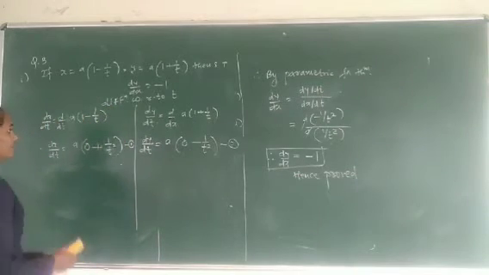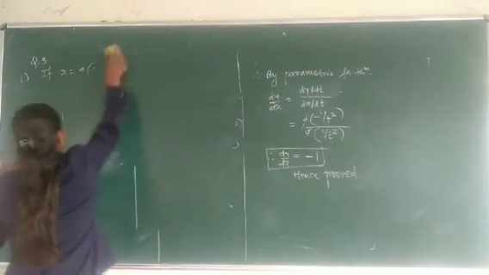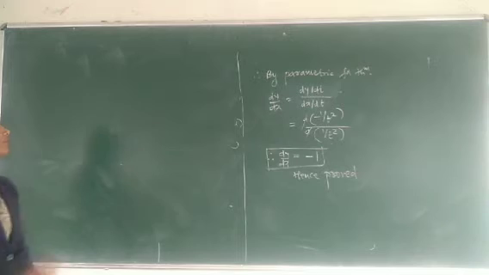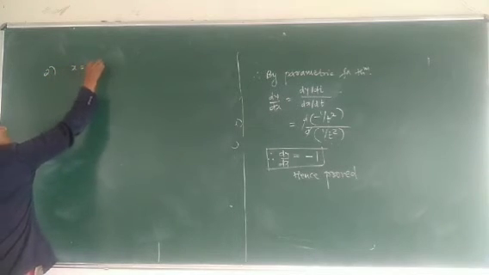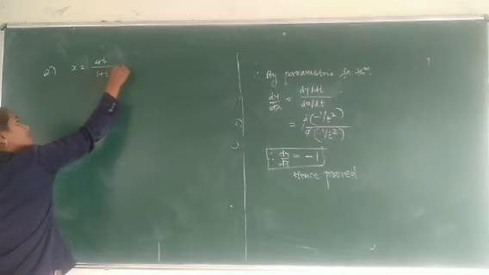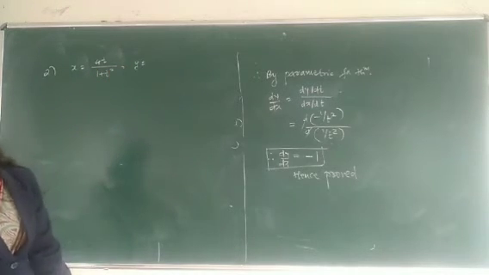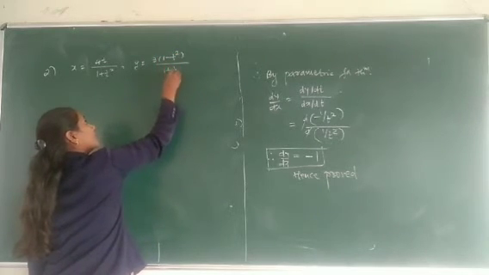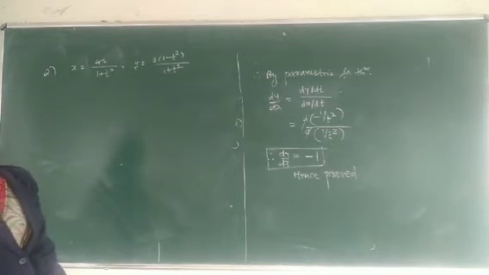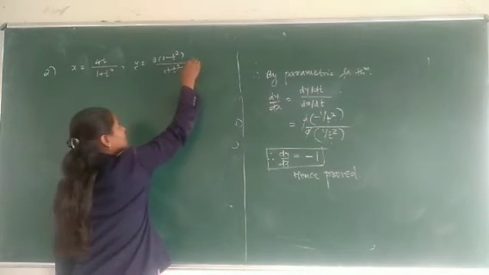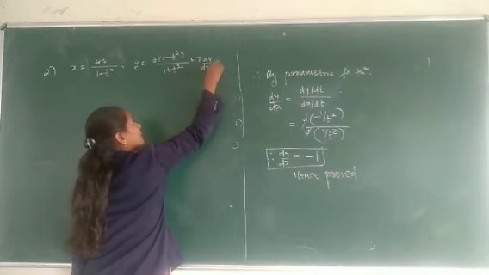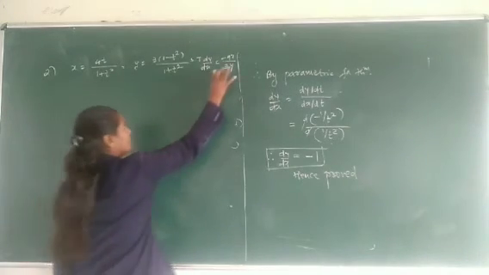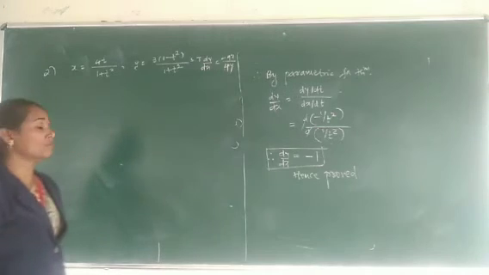Now the second example. If x is equal to 4t divided by 1 plus t square and y is equal to 3 into 1 minus t square divided by 1 plus t square, then show that dy upon dx is equal to minus 9x divided by 4y. Then show that minus 9x upon 4y.